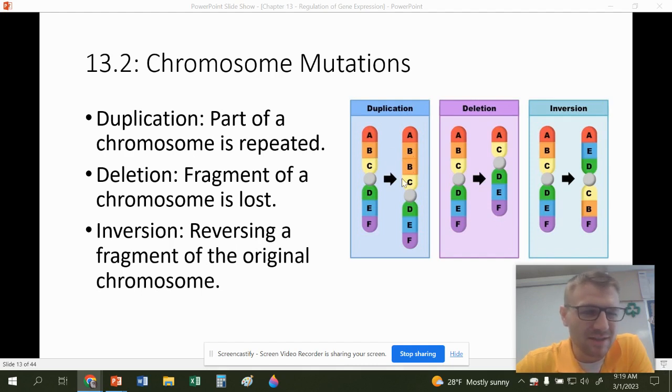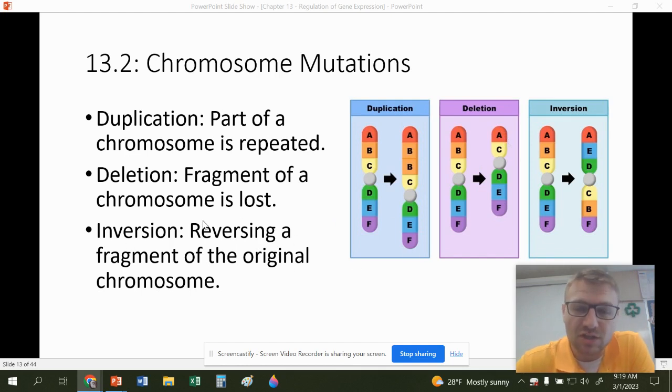Now, it might not seem like this is something that can dramatically affect a person. But you don't want to have too much of a gene because that overexpression of a gene can cause problems within a person. Deletion, it sounds like what happens. You can see this is when a fragment of the chromosome is lost. You can see B is lost here in the deletion mutation.